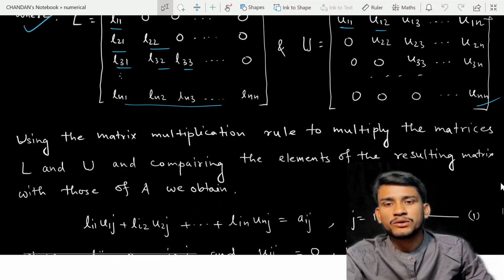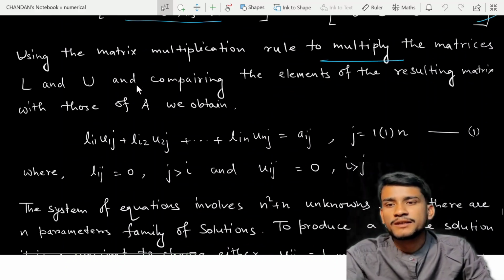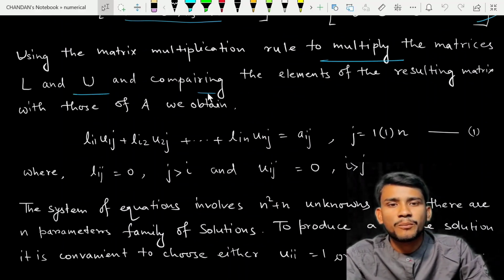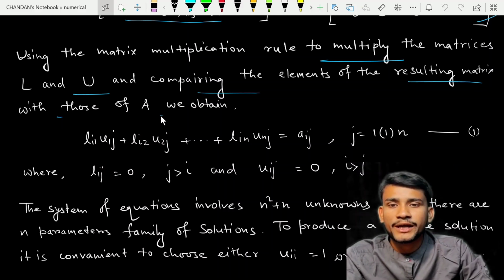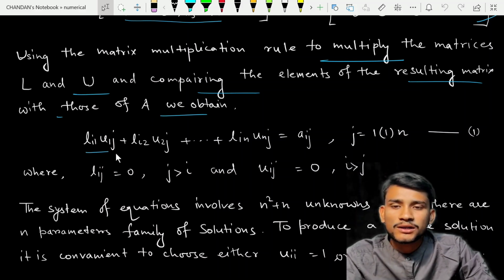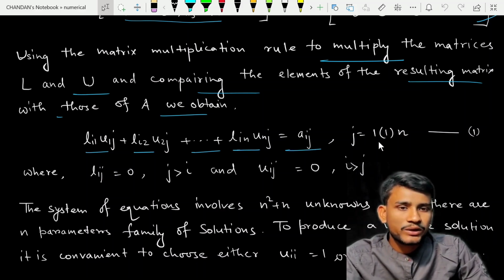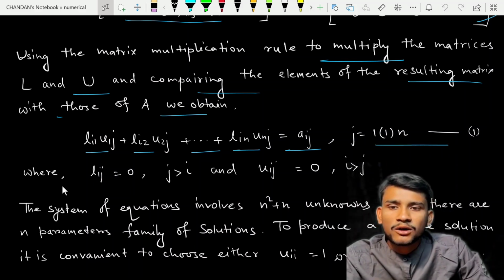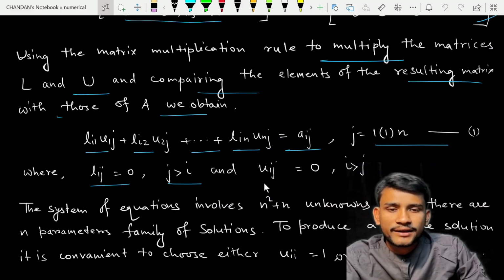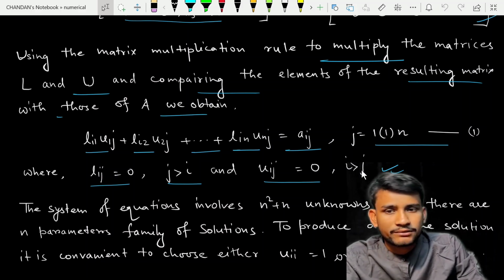Now, using the matrix multiplication rule to multiply the matrices L and U and comparing the elements of the resulting matrix with those of A, we obtain Li1 U1j plus Li2 U2j plus ... plus Lin Unj equal to Aij, for i, j equal to 1 to n. This is equation number 1, where Lij is equal to 0 for j greater than i, and Uij equal to 0 for i greater than j. That is the definition of upper and lower triangular matrices.